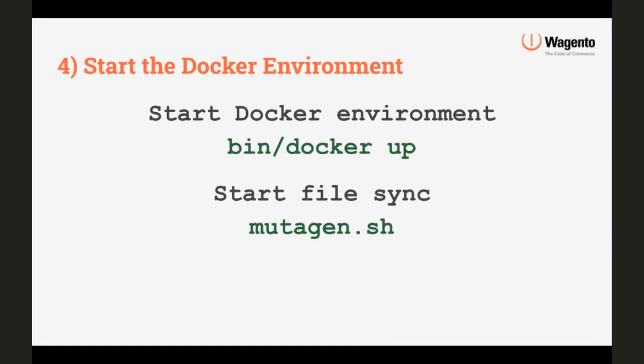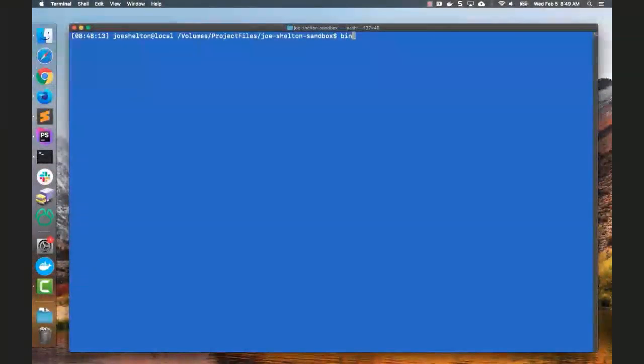we're going to use a script in the root of the project called mutagen.sh. That will start the file sync. You don't want to forget to do that, otherwise you won't have any project files inside the Docker environment.